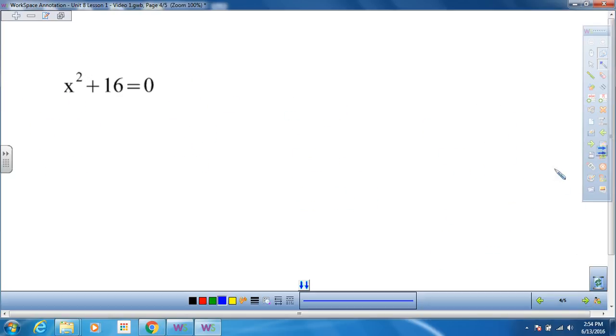Okay? Let's look at this one. So, get the x squared by itself. Let's subtract 16. Zero minus 16 is negative 16. Square root.